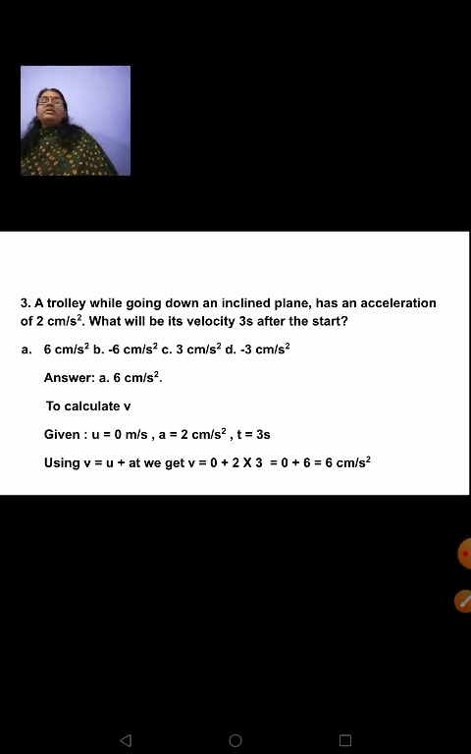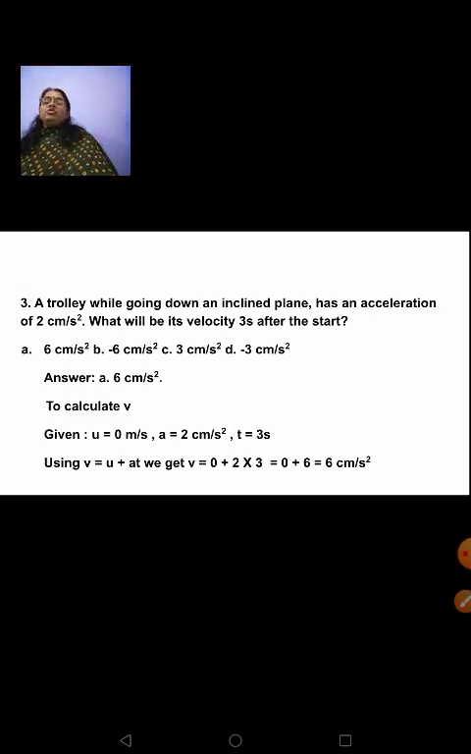So, what is given? Initial velocity is 0 meter per second. Acceleration is given as 2 cm per second square. And your time is given as 3 seconds. You have to calculate velocity. So U is given, A is given, T is given and you have to calculate V. So you have learnt in your equations of motion V is equal to U plus AT. So that formula you have to apply here.